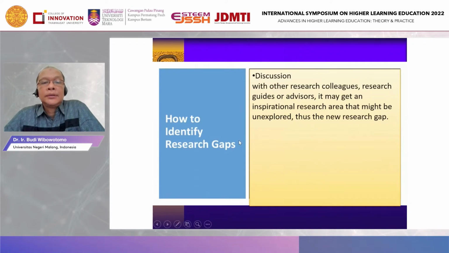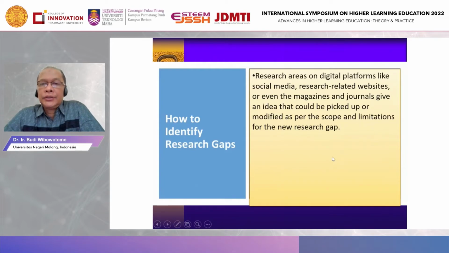And then some other way, maybe with discussion with research colleagues, with the advisor, or with someone who has inspired us. Maybe this is also a kind of literature review, but with direct meeting, not reading, but directly meeting. We can discuss further about our area with the expert. Yeah, discussion.